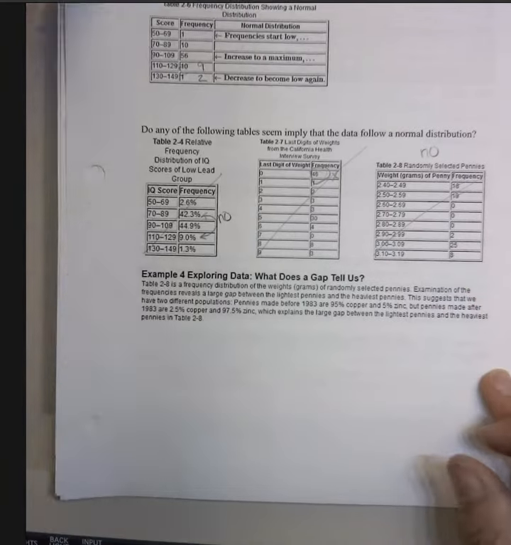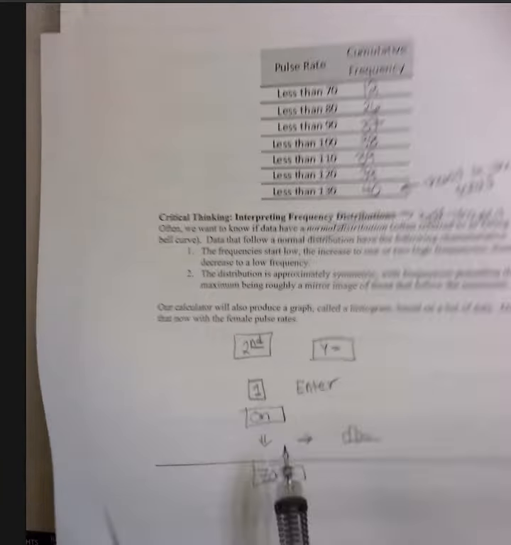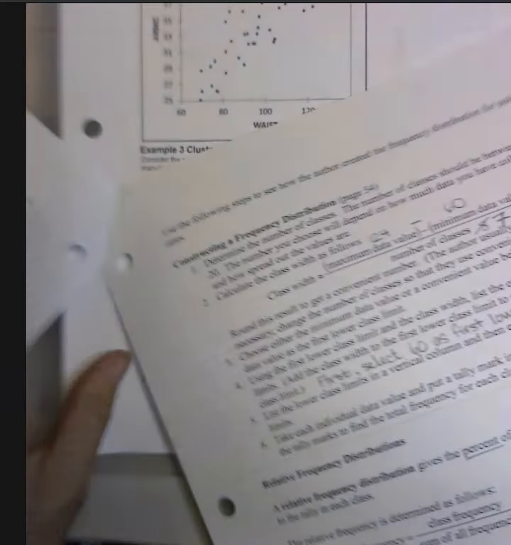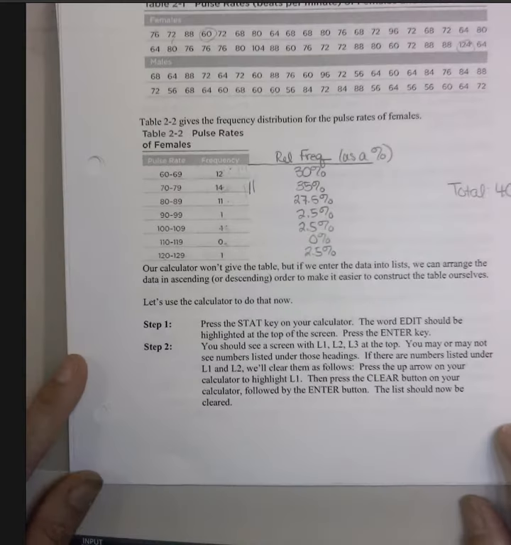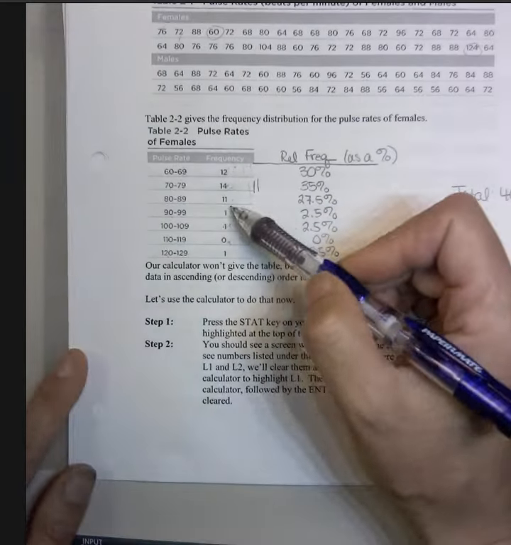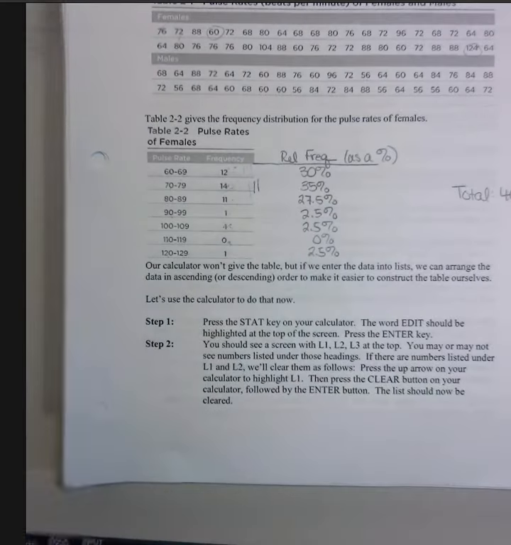Did we have a table on the previous page? Actually, if we go 2 back, maybe all the way to the first page. Would the one that we created fit a normal distribution? No, because again, it starts high, right? So this one also doesn't. So you want it to start low, go high, and then go low again and have approximate symmetry.